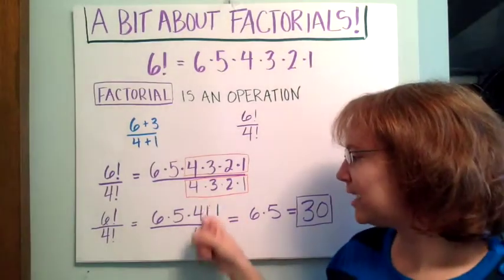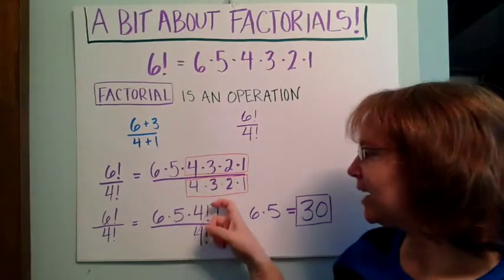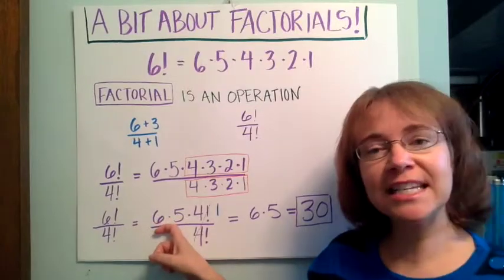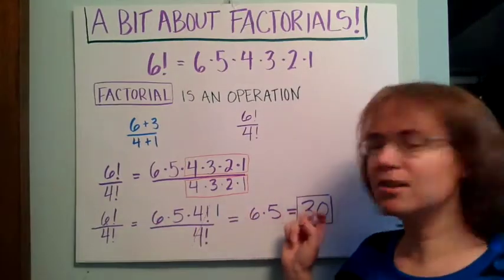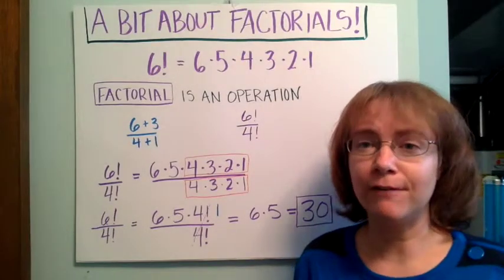We can't just do that with the exclamation points, but we can do that with 4 factorial over 4 factorial. And that gives us a 1. So 6 factorial over 4 factorial equals just 6 times 5. 6 times 5 is 30, so that is the calculation. Now, why, you say, are we learning about factorials?